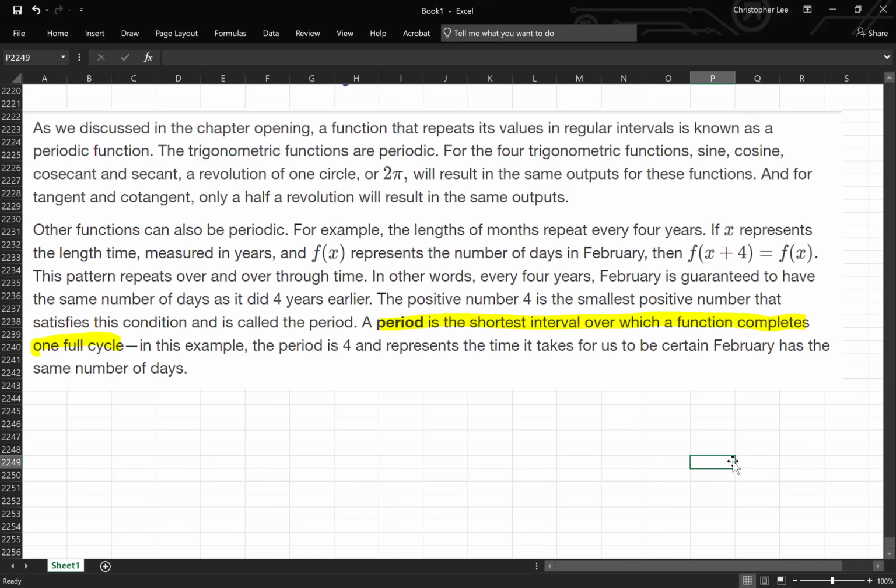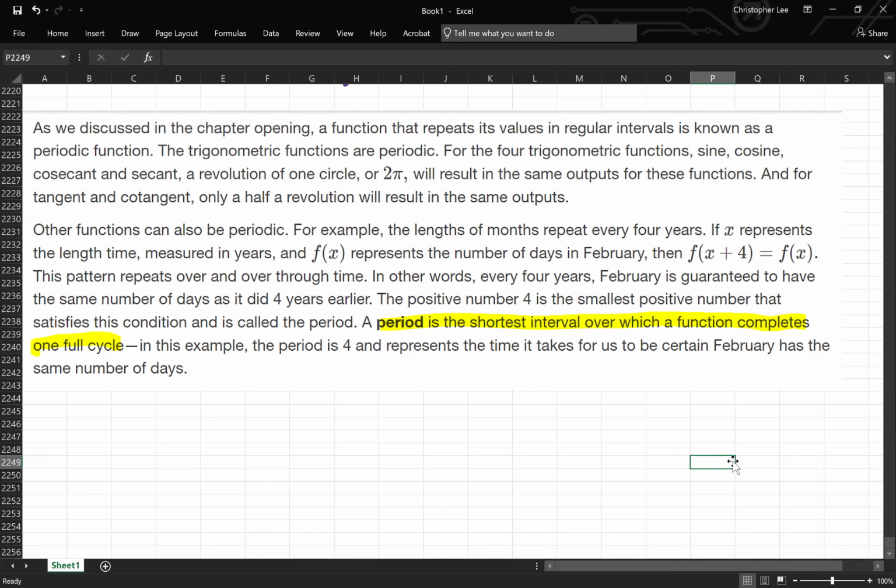So as we discussed in the chapter opening, a function that repeats its value in regular intervals is known as a periodic function. The trigonometric functions are periodic. For the 4 trigonometric functions sine, cosine, cosecant, and secant, a revolution of one cycle, or 2 pi, will result in the same output. And for tangent and cotangent, only half of a revolution will result in the same output. Other functions can also be periodic.